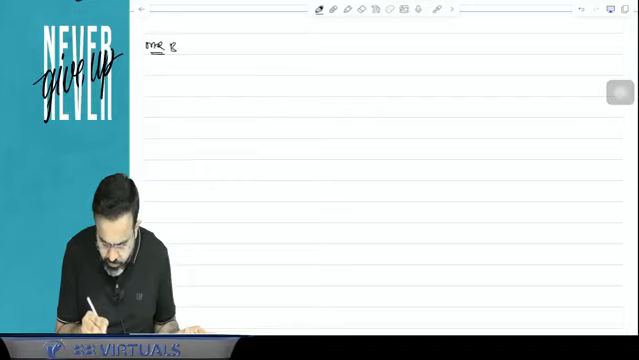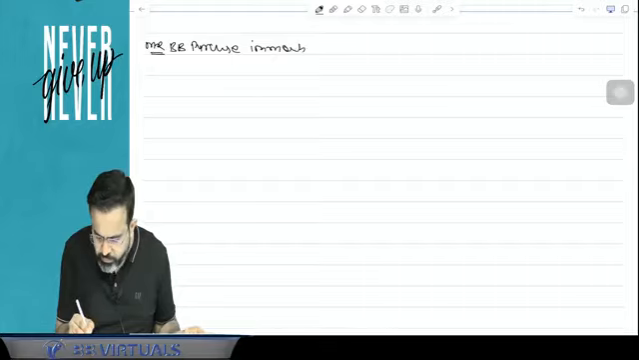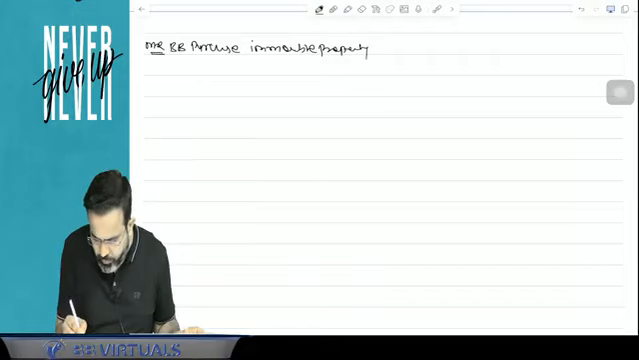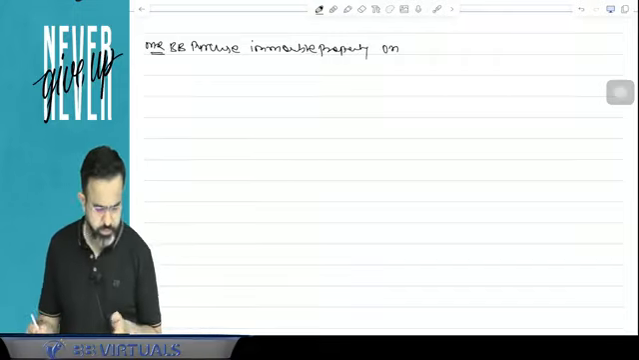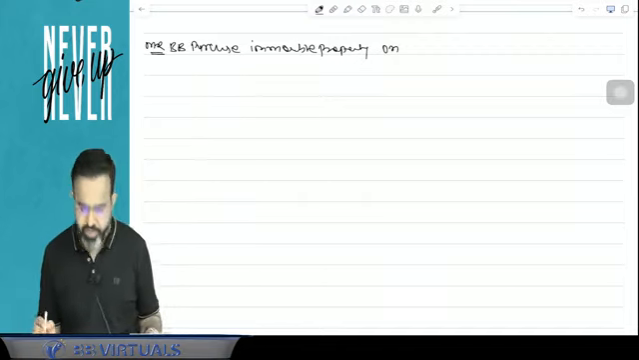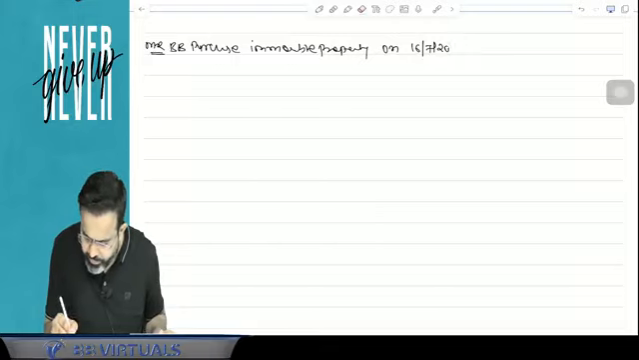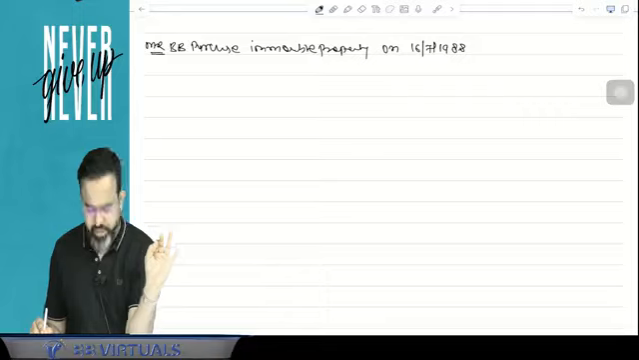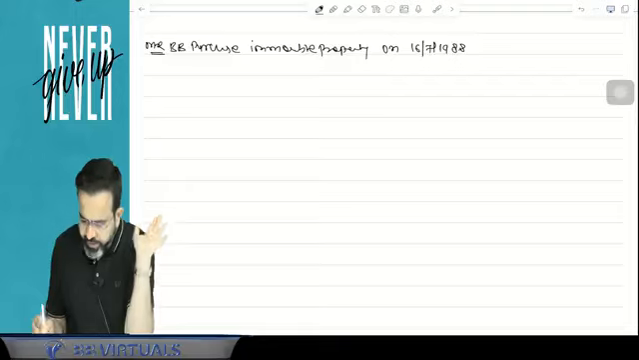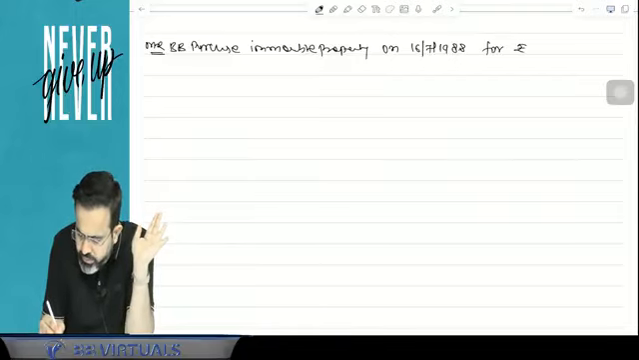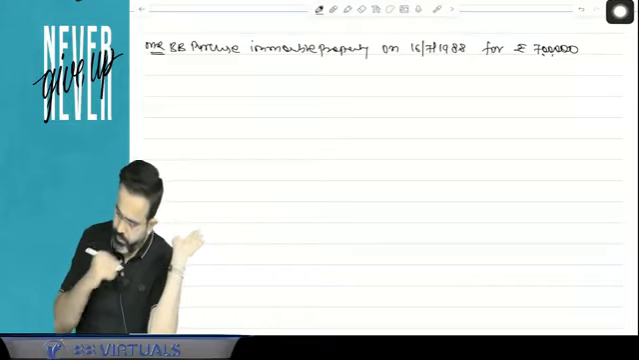Mr. BB purchased immovable property on 16 July 1988 for rupees 7 lakh.